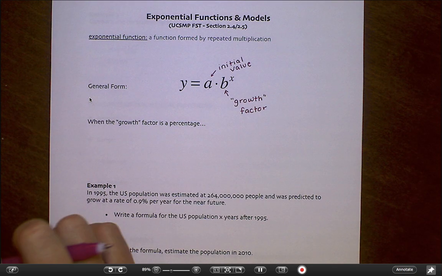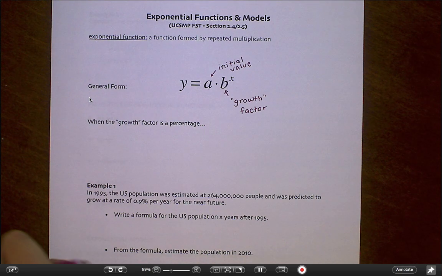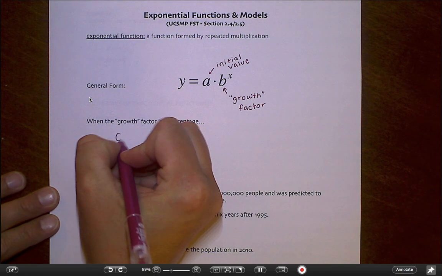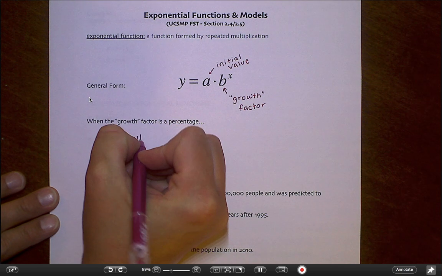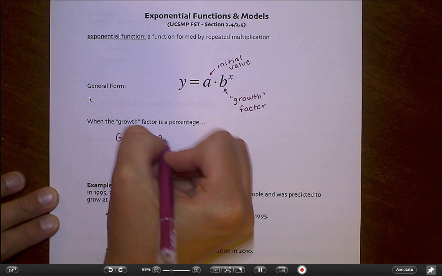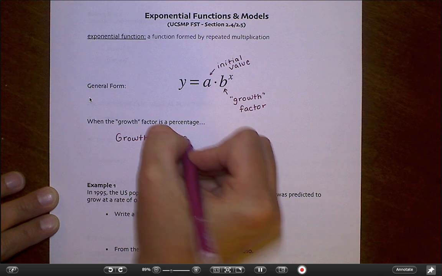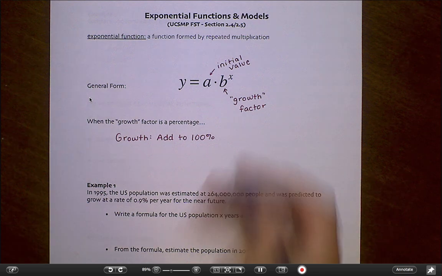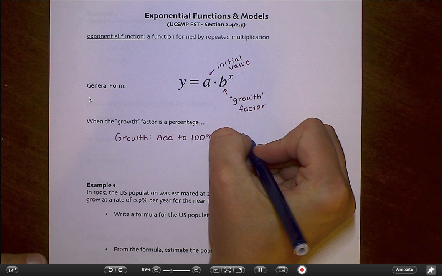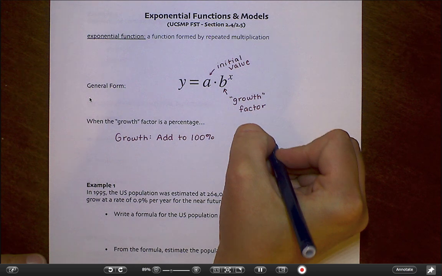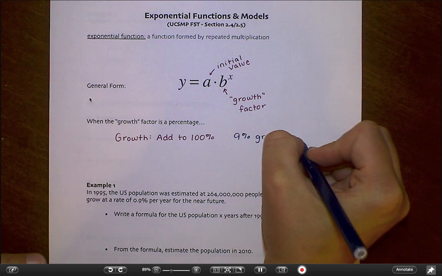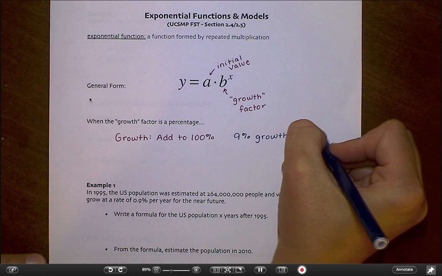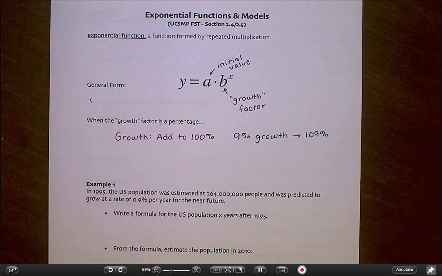Just a quick reminder here how to work with percentages. If you have a growth factor that is a percentage, and that could be a growth or a decay factor, if it is true growth, you have to remember to add it to 100%. So for example, if I say to you in a particular problem that we have 9% growth, you have to think of that as 109%. You have to think of that as you're keeping 100% of what you currently have and adding 9% on.